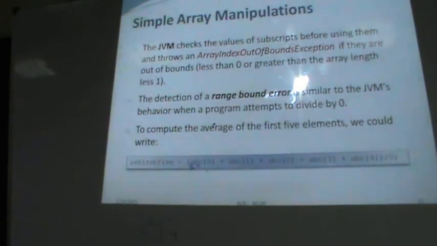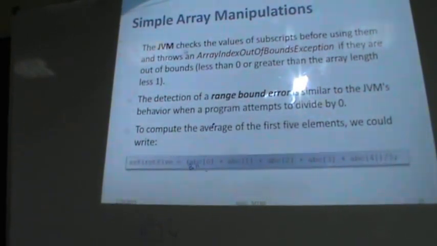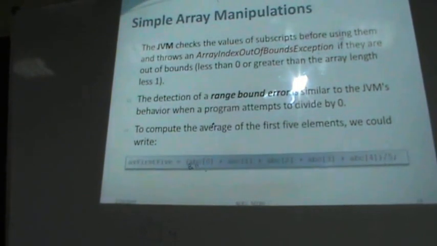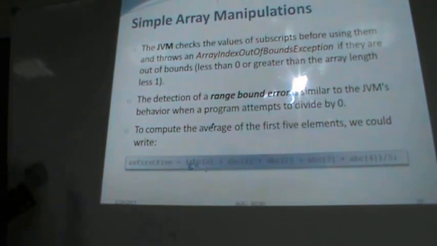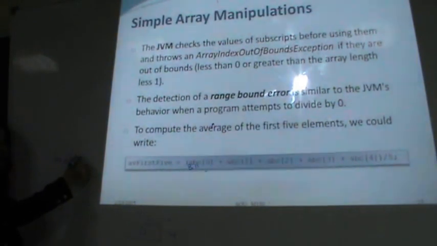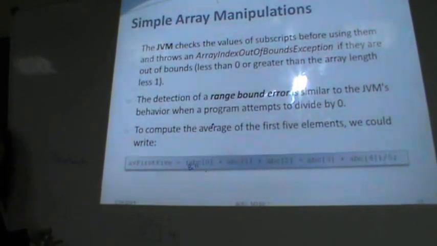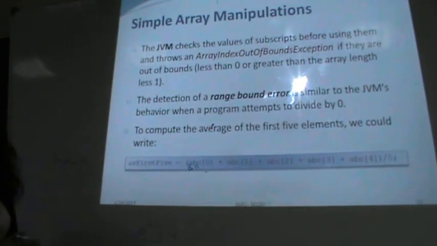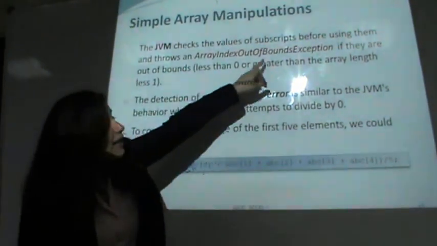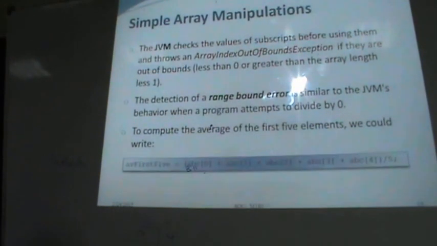Okay, the JVM, which is the Java Virtual Machine, checks the value of subscripts before using them and throws an array index out of bound exception if they are out of bounds, which means if you choose an index less than 0 or greater than length minus 1. If you have an array of 10 elements and you choose element number 11, then the JVM will throw an array out of bound exception. You are choosing an index that is out of bound.